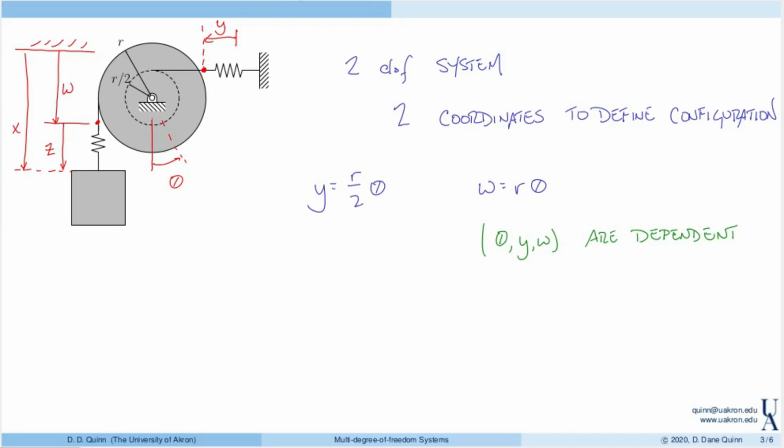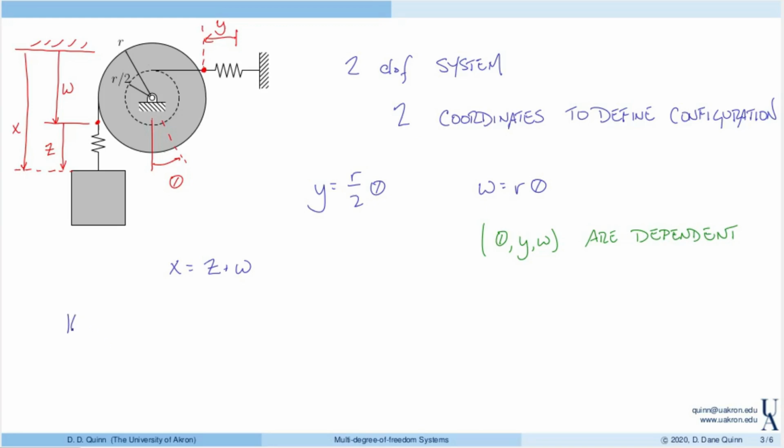Then our final relationship is described over here. In particular, we see that x is equal to z plus w. So if I know x and I know w, I can find z. So we have these 3 coordinate relationships, which take our 5 coordinates down to 2 independent coordinates.